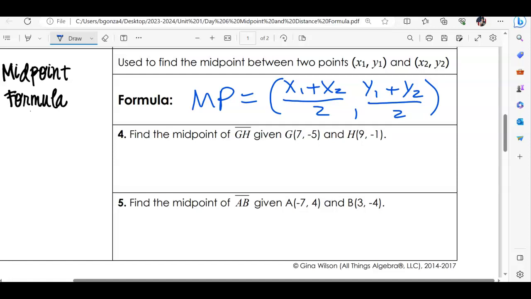Write that down real quick. I know our time's really short. All you're doing is adding up your x's and dividing by 2, adding up your y's and dividing by 2, okay? So let's do that. My x1 and my x2 are these two numbers. So off to the left here, I'm going to do 7 plus 9 divided by 2. Okay, comma. My y values, my y1 and my y2 is negative 5 plus negative 1 divided by 2.